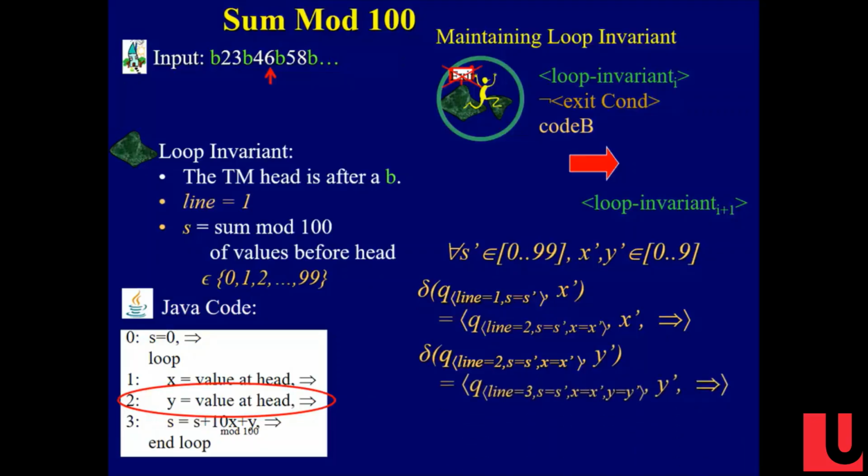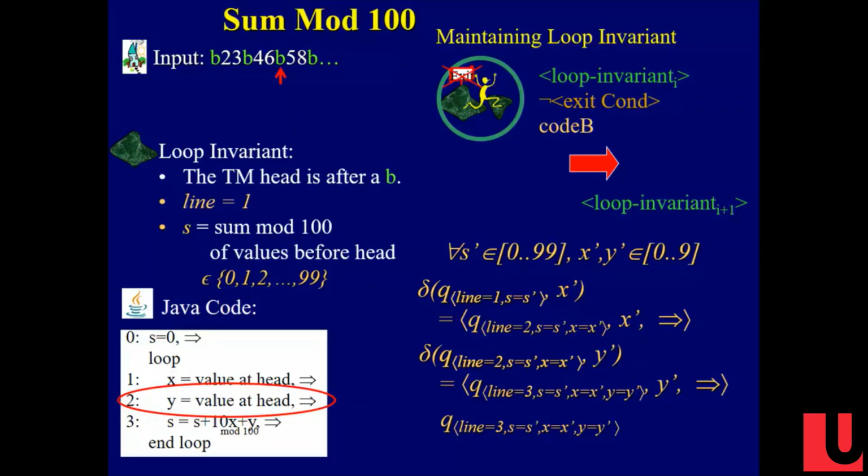Line 3. S doesn't change. X doesn't change. Y has the value I just read in. I write the y prime again so that it doesn't change, and I move my head right. Everybody buy this? So I move my head. What state am I in? Again, I copy it down. Now I'm in this state.